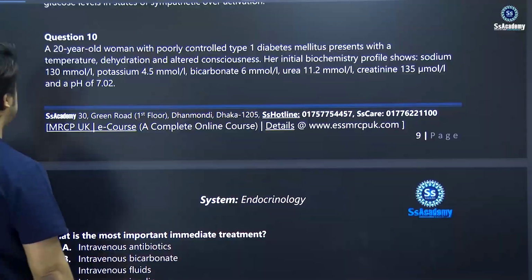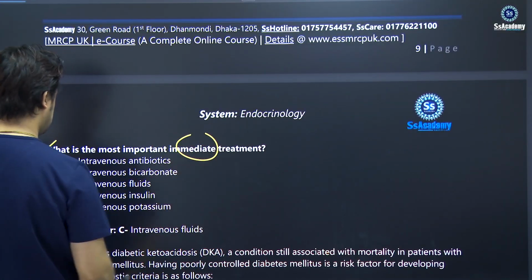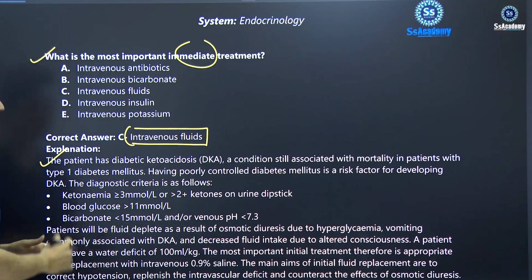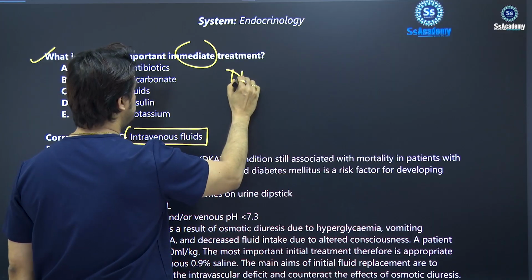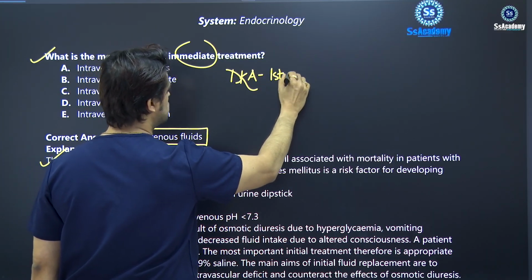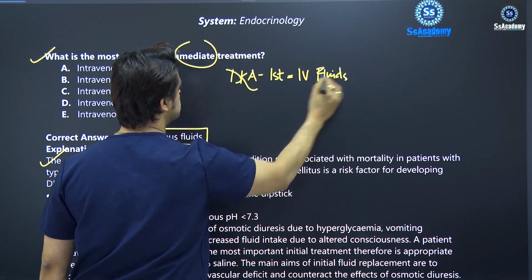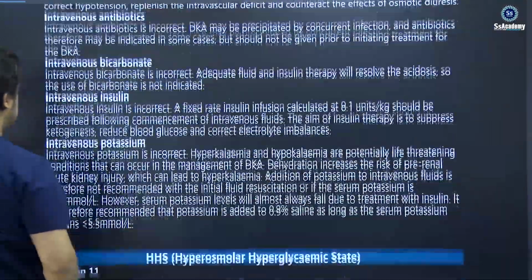The next question, number 10. What is the most important immediate treatment? Definitely the IV fluids. In DKA management, the first immediate treatment should be the IV fluids. So this is very important.